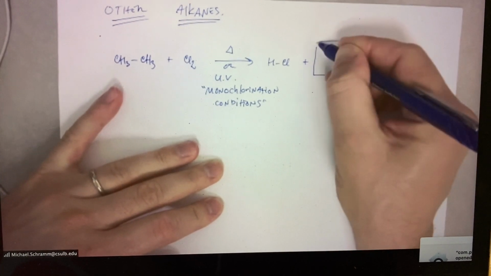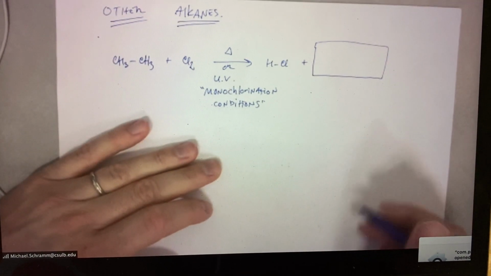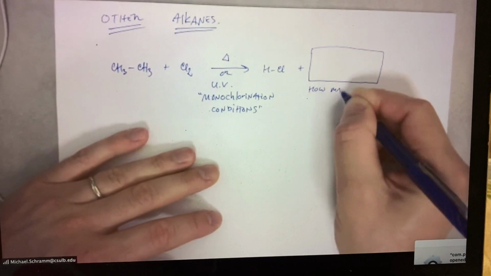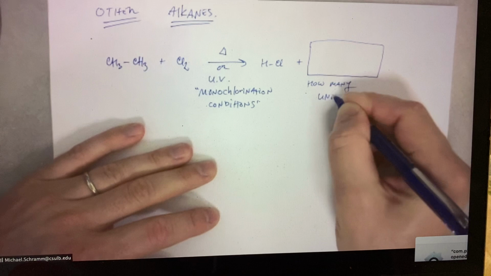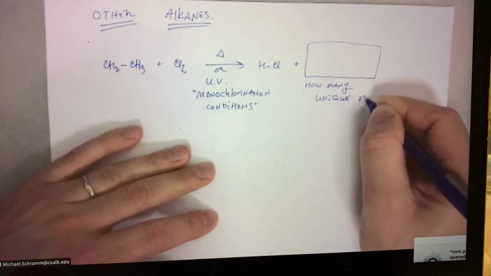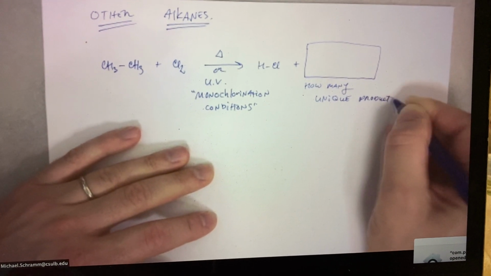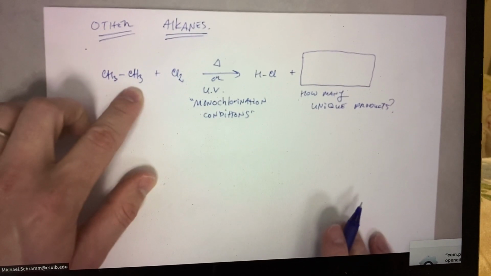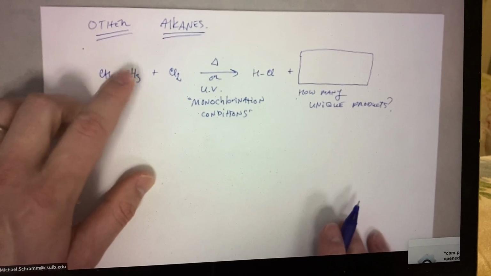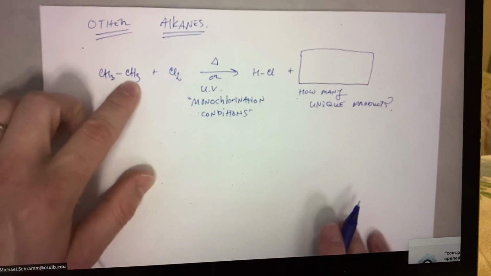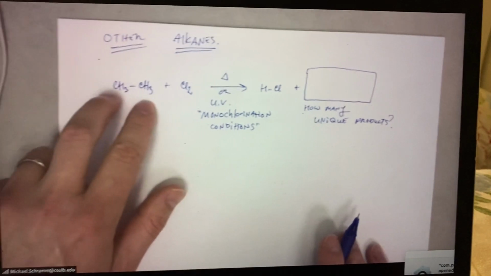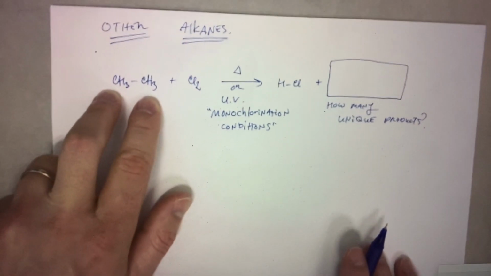I want you to draw in this box what you think the other product is, and I want you to ask yourself, how many unique products can we make? Methane had only 4 hydrogens all attached to carbon. If we substituted any one of those with chlorine, it'd be the same product as if we picked any other hydrogen. Ethane has 2 methyl groups.